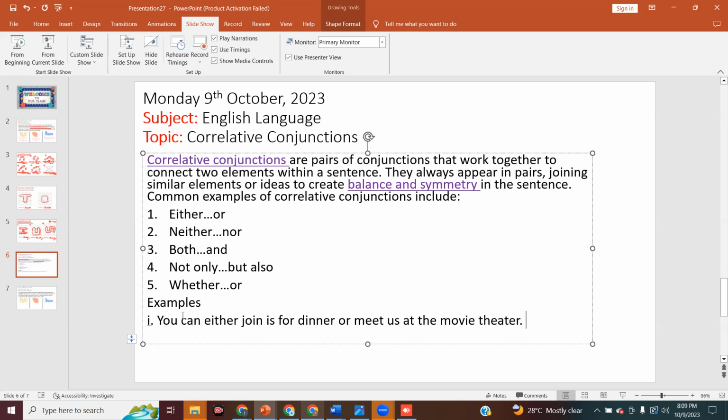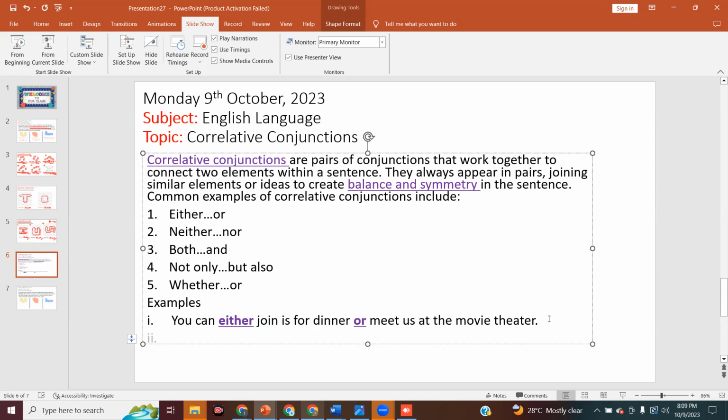So with this one, what are the correlative conjunctions in this example? Either and or. Very good. They are the correlative conjunctions. So underline the correlative conjunctions here: either, or. And these correlative conjunctions are used to indicate what? To indicate choices, right?